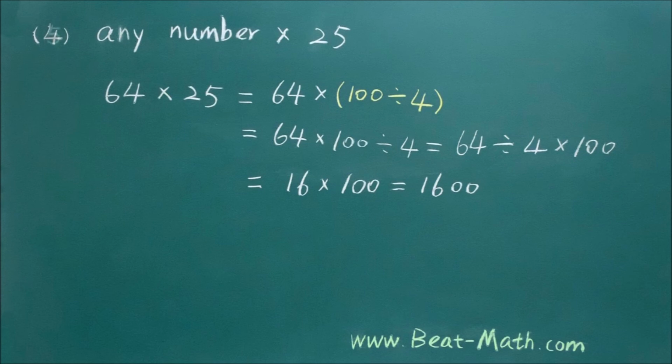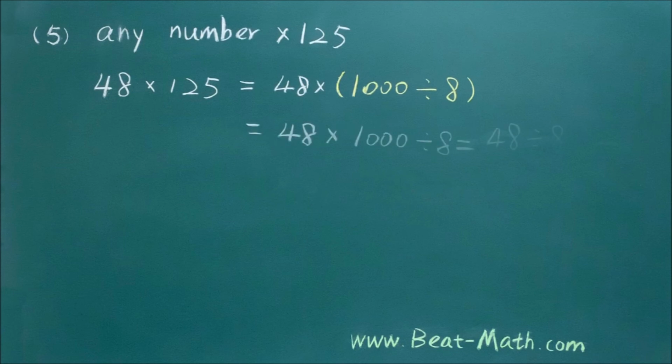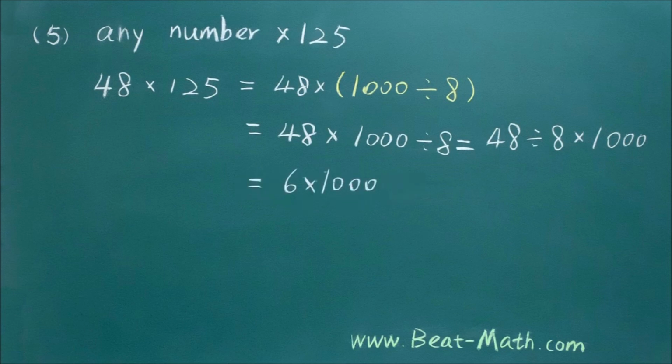Now we'll look at the last example. 48 times 125. It may look more complicated, but if you understand the tricks we taught you, it'll be very simple. Just remember that 125 equals 1,000 divided by 8. So we will calculate 48 divided by 8 first, and then multiply the rest by 1,000 and get the final answer. 48 divided by 8 is 6. Then we put 3 zeros after 6 and get the answer 6,000. That's it. This method is even quicker than using a calculator.